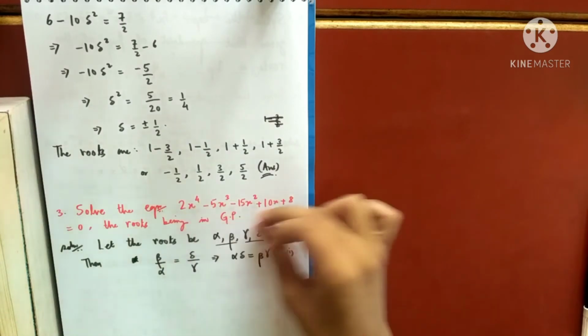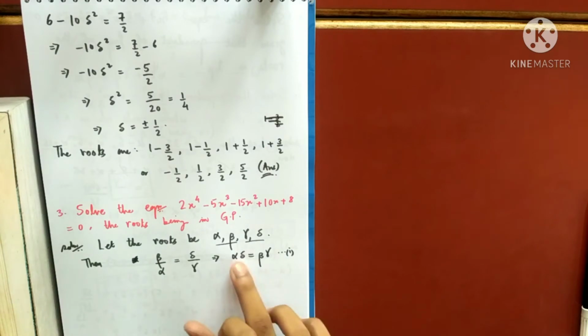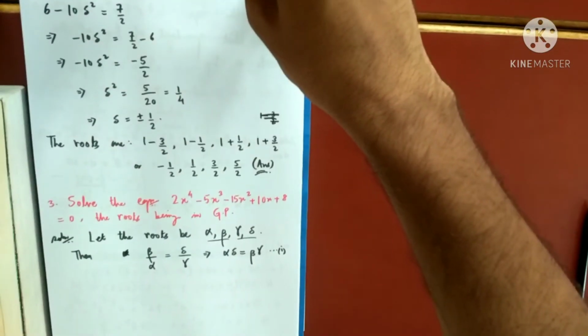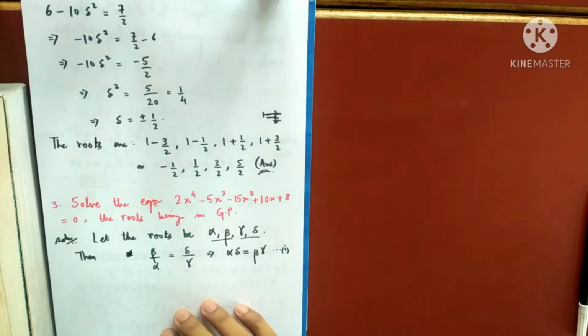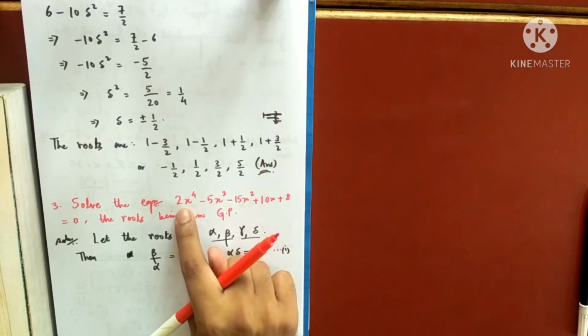Understood this? This is the condition given in the question. They are in GP. I am assuming the roots to be this, and then this will hold: alpha delta equals beta gamma. Now see here one thing, alpha, beta, gamma, delta are the roots. Let's very quickly write down all the relations.